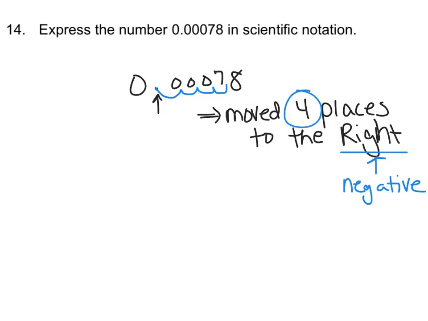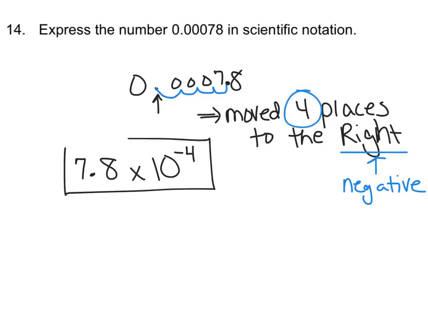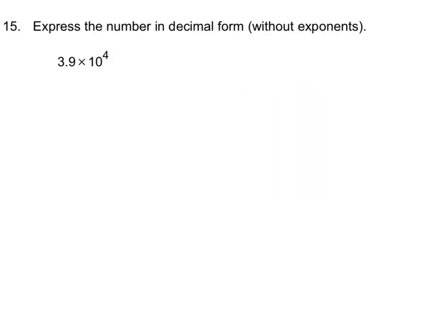So first I'll write the decimal number, and my decimal number, after I moved the decimal, is 7.8. And my exponent is negative 4. So my answer is 7.8 times 10 to the negative 4. Express the number in decimal form without exponents. Now I'm given a number in scientific notation and I want to write it as a decimal or a whole number.